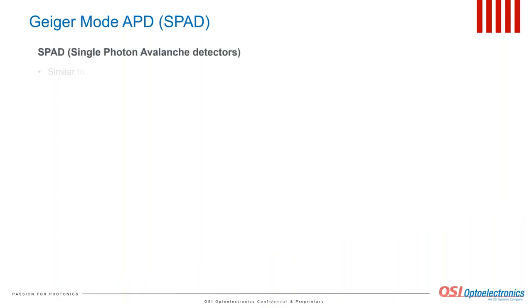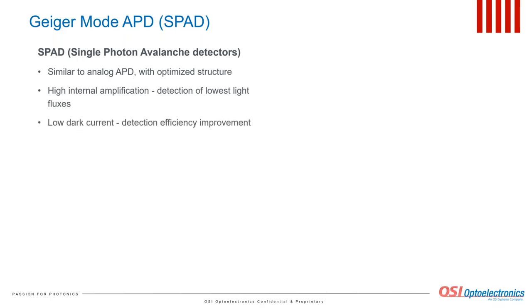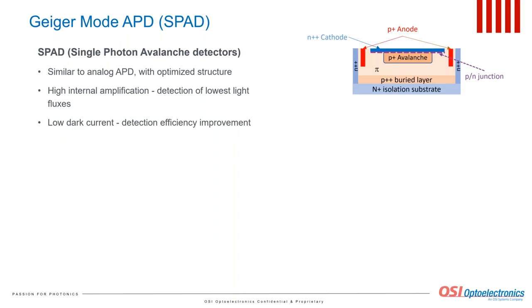A SPAD functions similarly to an analog APD, but the structure may be optimized to sustain high internal amplification, allowing detection of the lowest light fluxes, and low dark current, allowing to improve the detection efficiency. An example of an APD structure for the Geiger mode operation is shown on this slide to the right. The structure may feature a very thin avalanche layer. The main idea of a Geiger mode APD is to bring its operation point above the breakdown voltage, which may allow the gain to exceed 10 to the power 6.